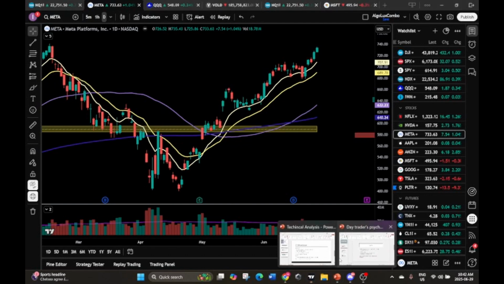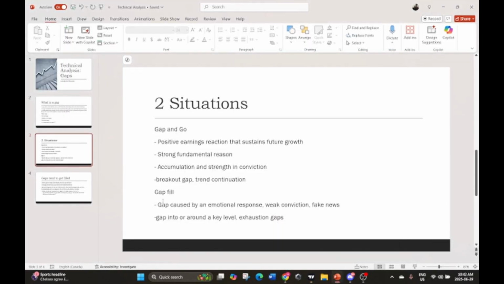The other situation here is if you get a gap fill, right? Typically when you see a gap fill, the gap up or the gap down is caused by an emotional response, right? If there's weak conviction or a weak catalyst, maybe potentially fake news, that then causes the gap to reverse or even lead to a fill, maybe a longer term reversal in price, right?